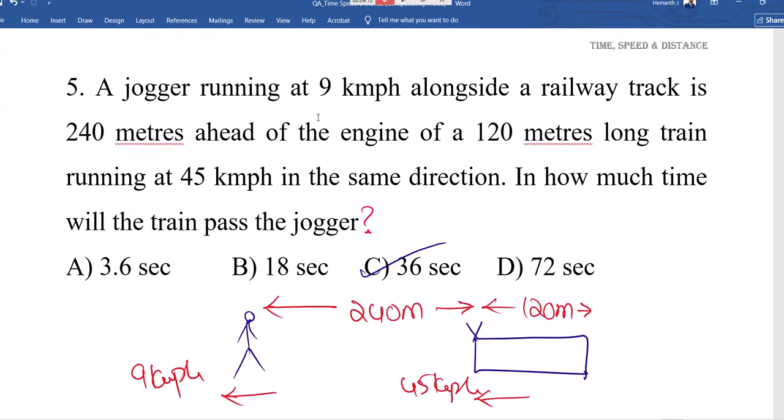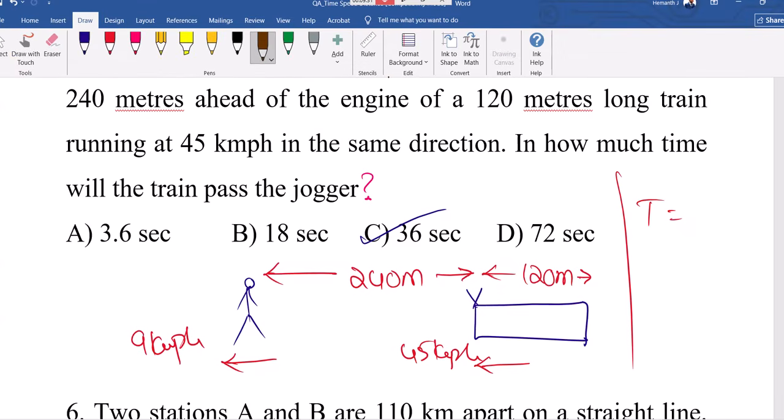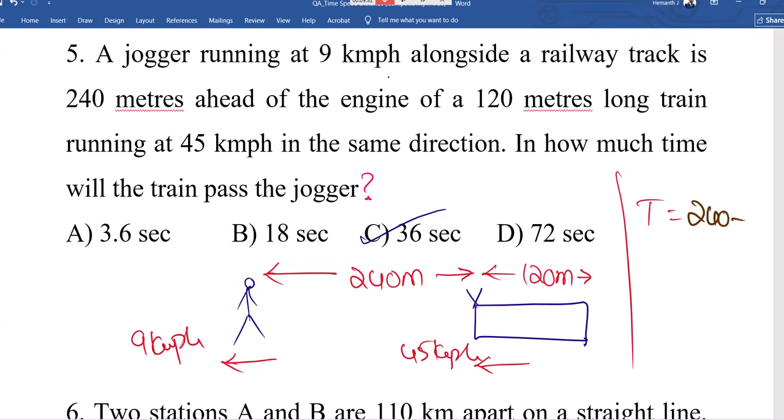Now time is distance by speed. What is the distance here, sir? Train crossing a man, sir. You said train crossing a man running is only length of the train. I agree. But initially here there is distance between train and man. So that also to be considered. That's what very important this question. 240 plus 120, 360.